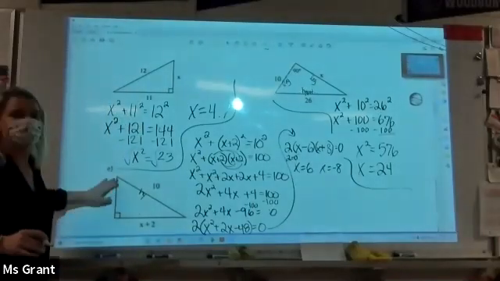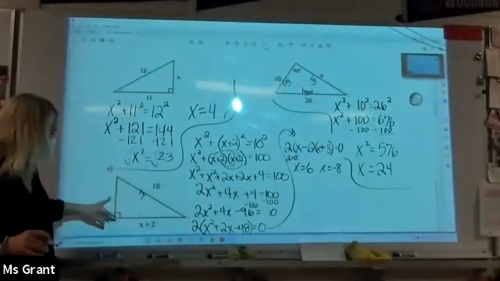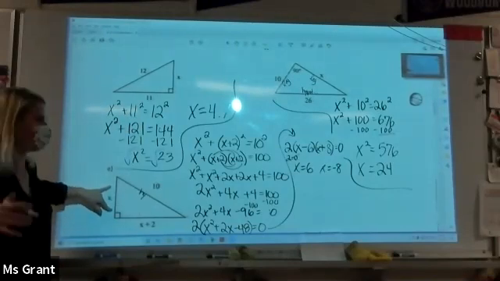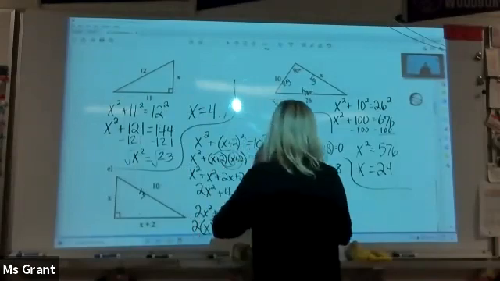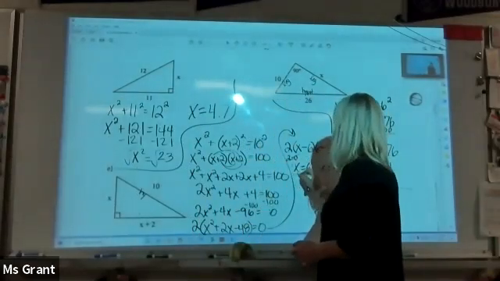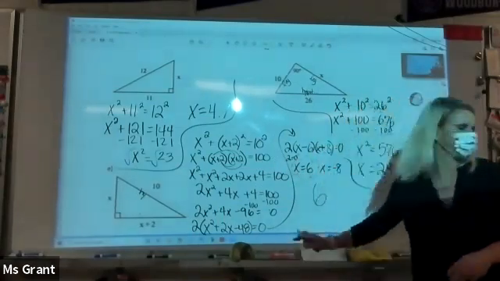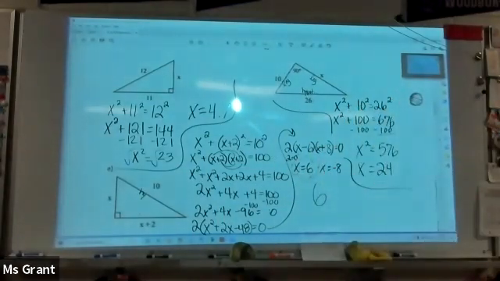Can I have a side length that's -8 long? No, I can't. Everyone in class is shaking their head no. They're right. That means 6 is x. Finish copying. I want to move on.